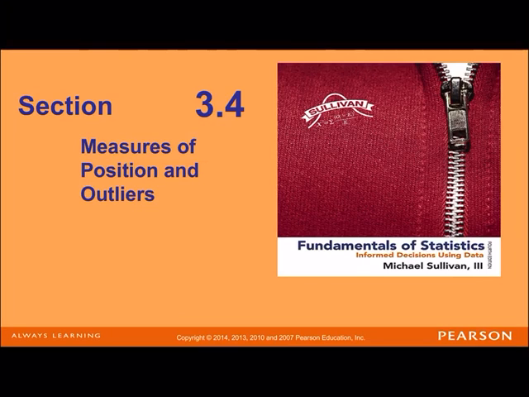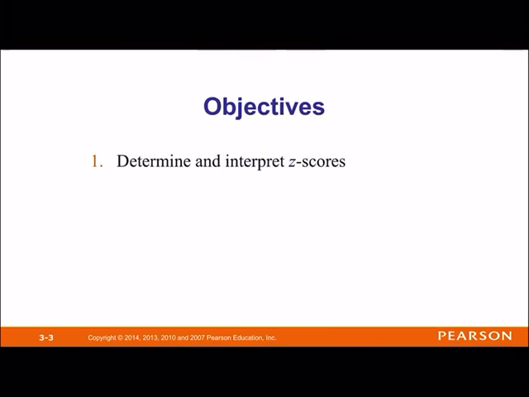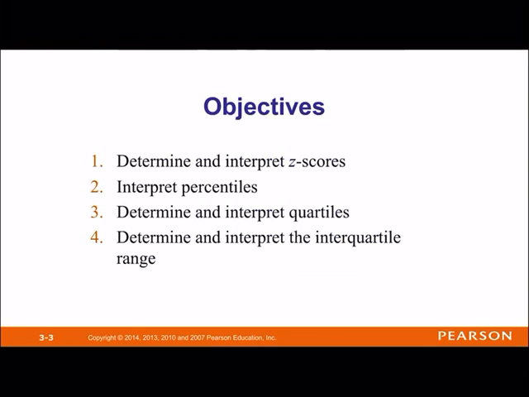Okay, so today we're going to start talking about section 3.4, which is about measures of position and outliers. There are going to be 5 objectives all together here, and during this video, we are only going to do the first 3.